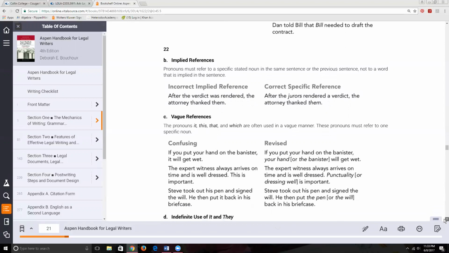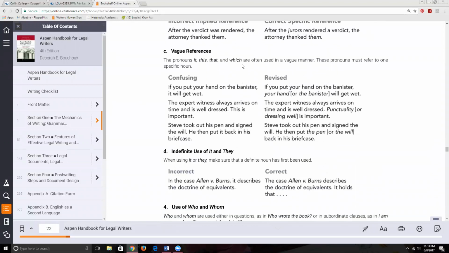Okay, then the other scenario, which was our first sentence, the one with the poor grade, that we had the this. And again, it, this, that, which, those are common errors. If you put your hand on the banister, it will get wet. Well, what's going to happen? Is the banister wet and you're putting your hand there is going to cause your hand to get wet? In that case, the hand is the it. If you put your hand on the banister, your hand will get wet.